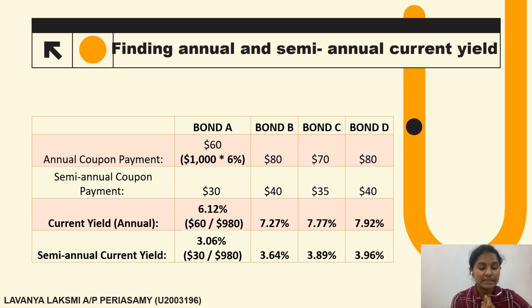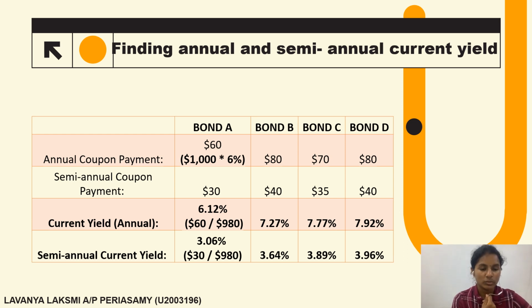Next is the current yield, annual. The formula is annual coupon payment divided by current bond price. So the annual coupon payment for bond A, we got $60. $60 divided by the current market price for bond A, which is $980. So we'll get 6.12% current yield, which is annually.